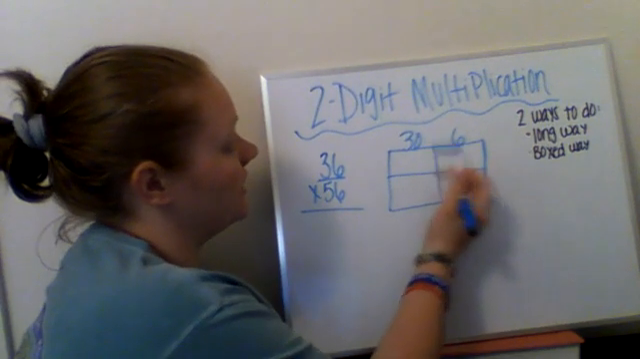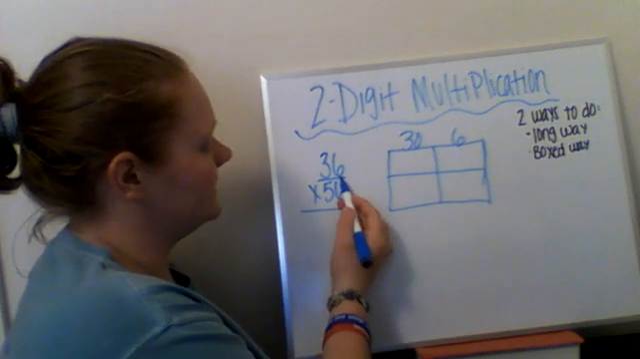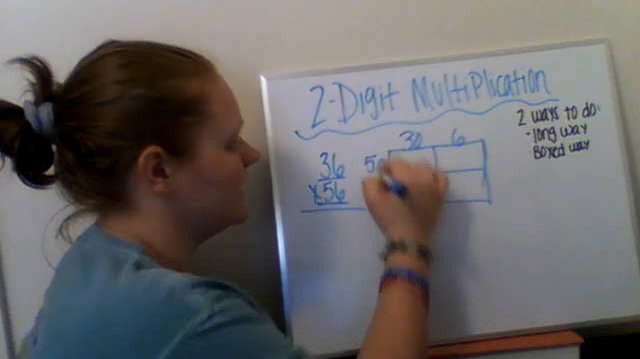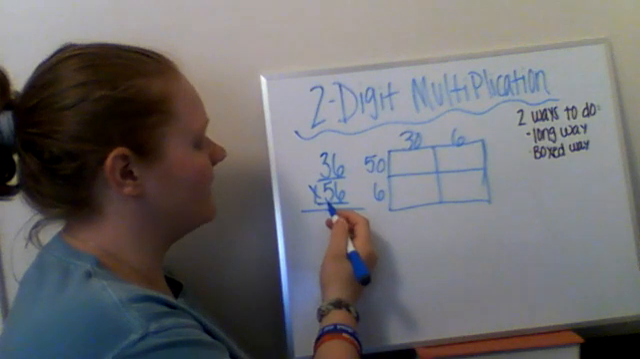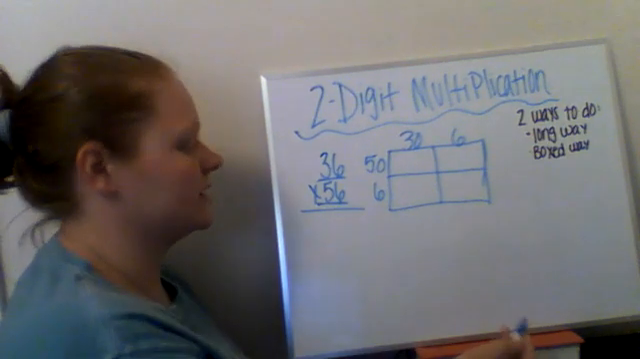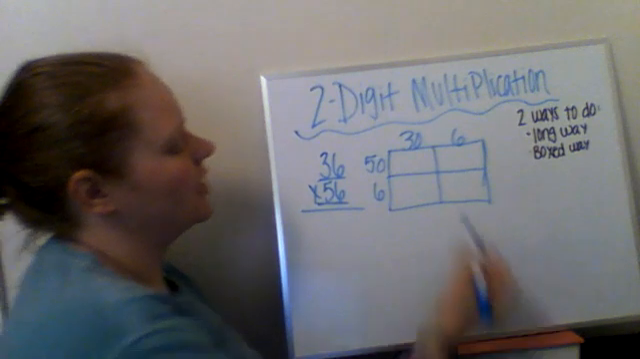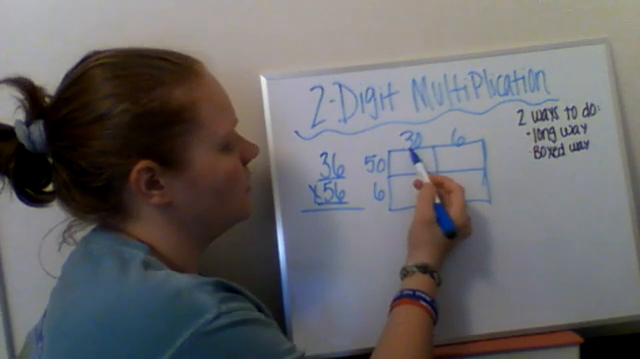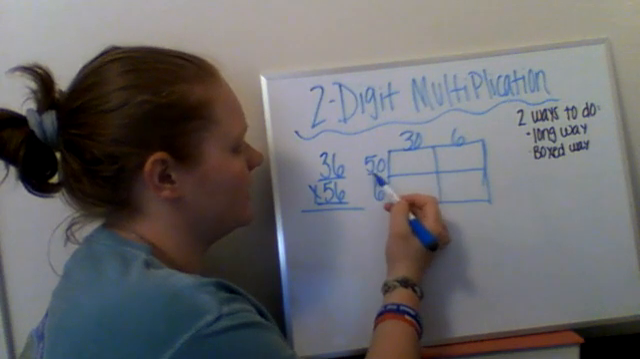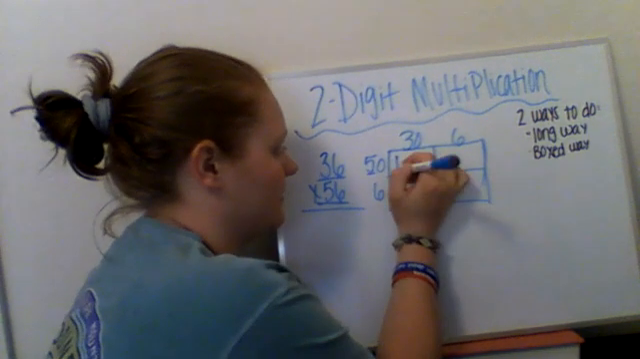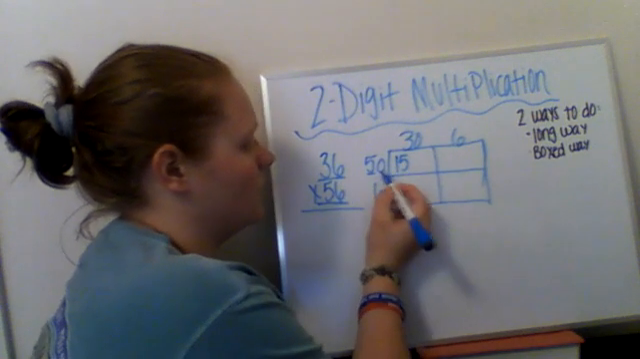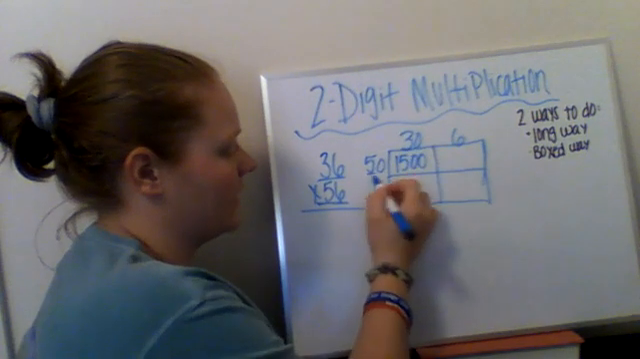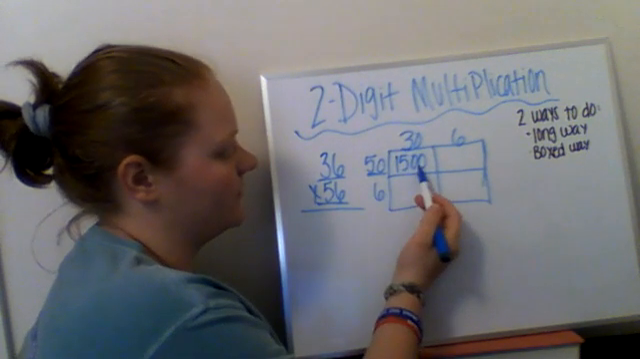Okay, so 30 and 6, because 3 is in my tens place, 6 is in my ones place. Now let's look at 56. So 50 and 6, because I have 5 in my tens place and 6 in my ones place. Okay, so now we're going to multiply these. 30 times 50. So if I do my way, I see 3 right here and I see 5 right here. That's 15. So I'm going to put my 15 here. And I see 2 zeros. So I'm going to add 2 zeros right there. So 30 times 50 is 1,500.